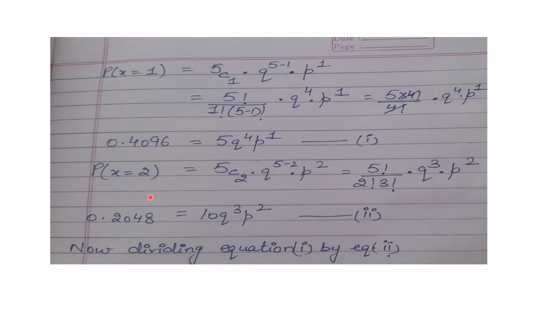Now moving to 2 successes. Here our success count is 2. So probability of 2 successes is equal to, again applying the formula of binomial distribution and substituting all the available information, and after making all necessary steps and calculation you will get another equation which will be like this: 0.2048 is equal to 10 q cubed p squared. This is our equation number 2.